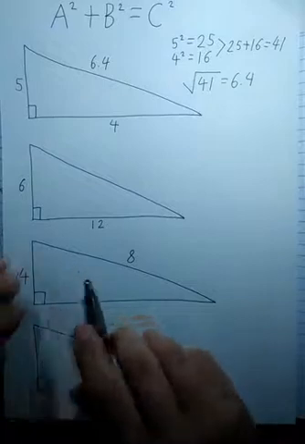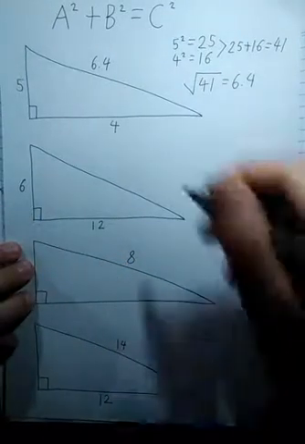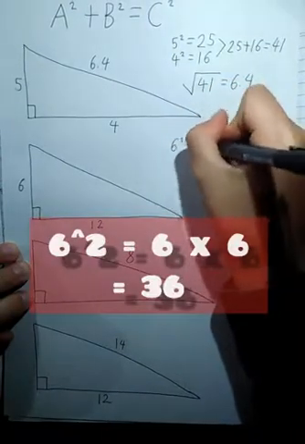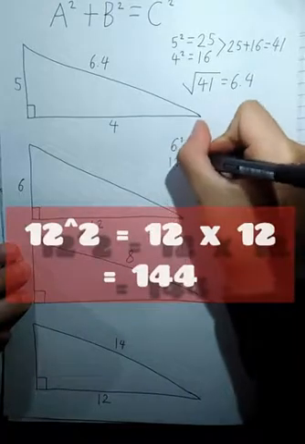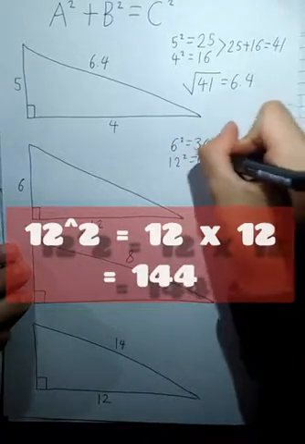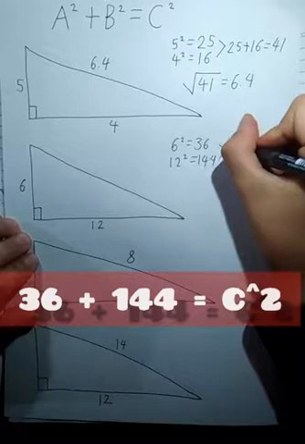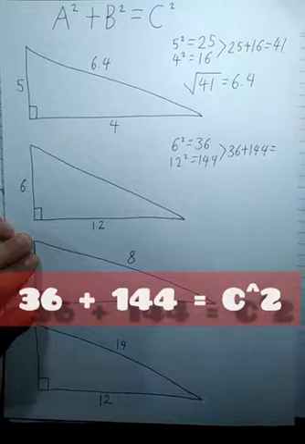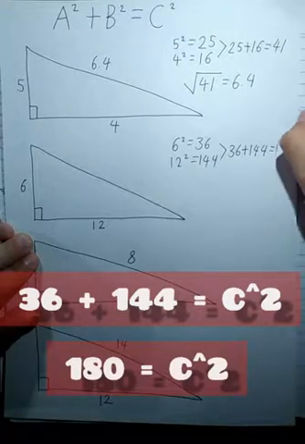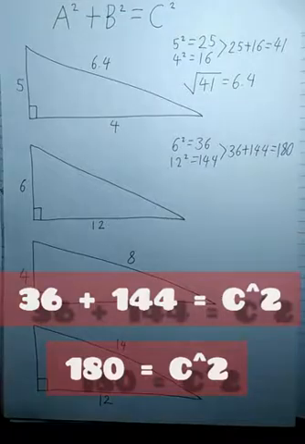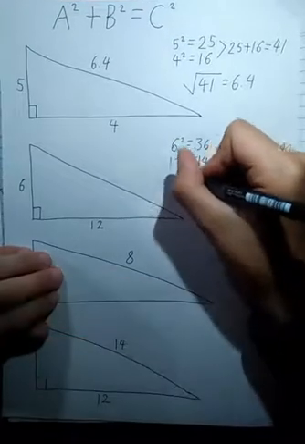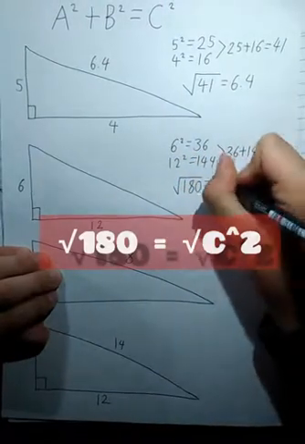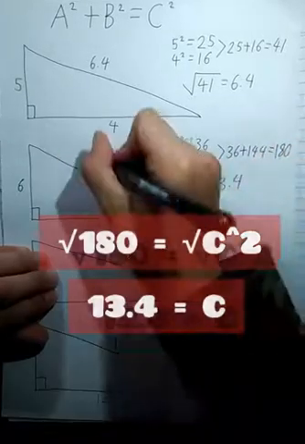Let's take a look at the second one. We have a and b, so we'll square the numbers. 6 squared is 36, and 12 squared is 144. 36 plus 144 equals 180. And the square root of 180 is 13.4.